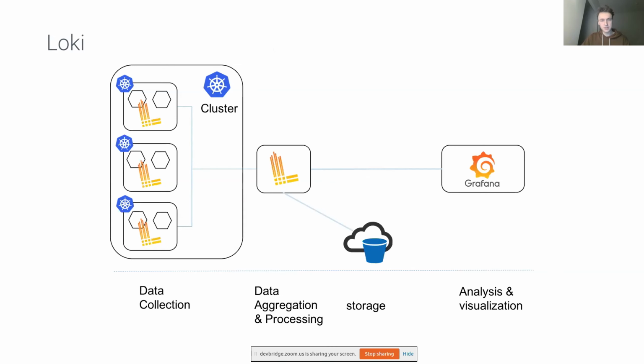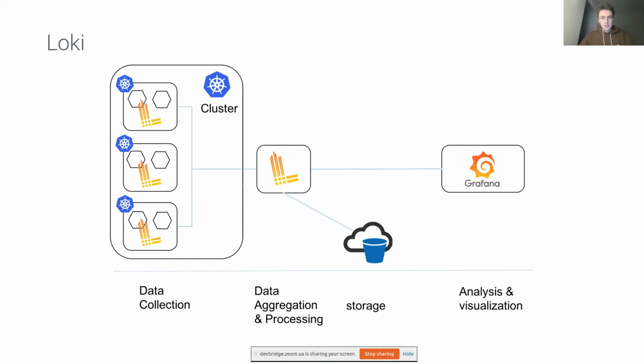And for Loki, the infrastructure looks a little bit different. We still have these four high-level steps: data collection, aggregation, storage, and analysis and visualization. But instead of Kibana, we have Grafana, which everyone is familiar with and uses for monitoring. We are missing the index store because Loki doesn't index data, so you don't need it. We have all logs compressed and stored in the cloud in a bucket, and we use Promtail to collect logs from the Kubernetes cluster.